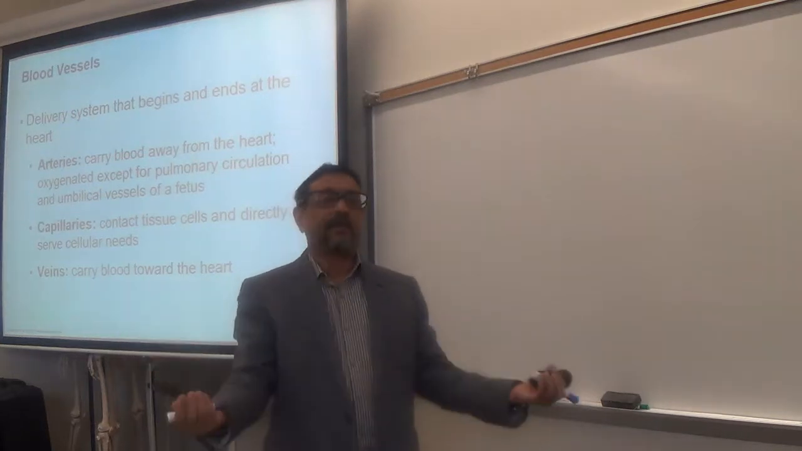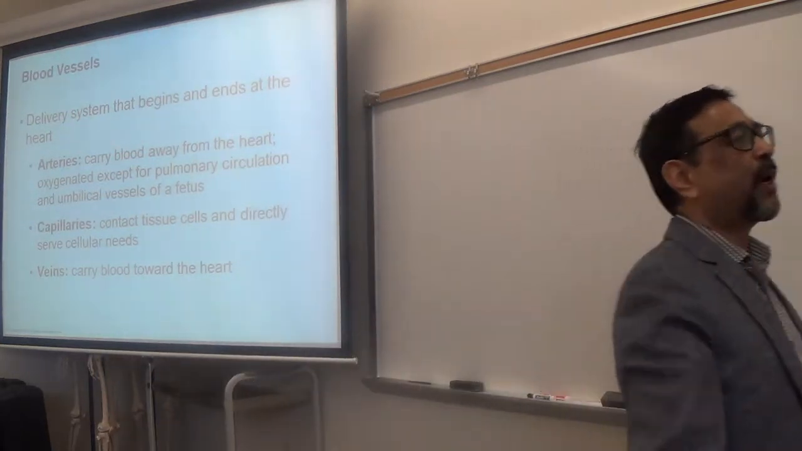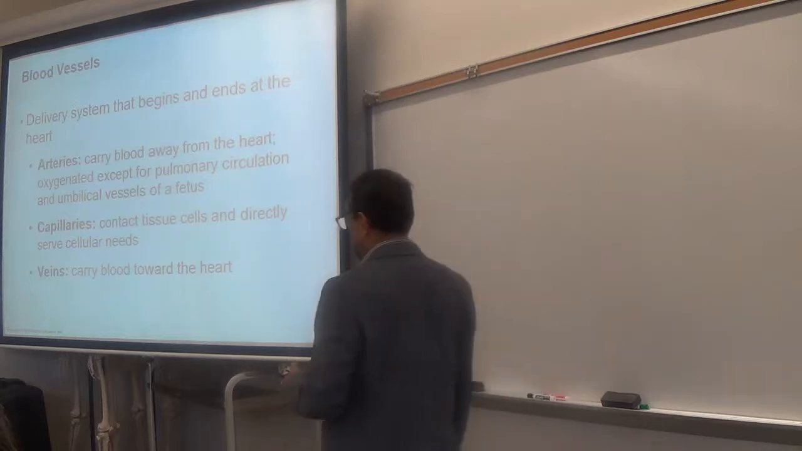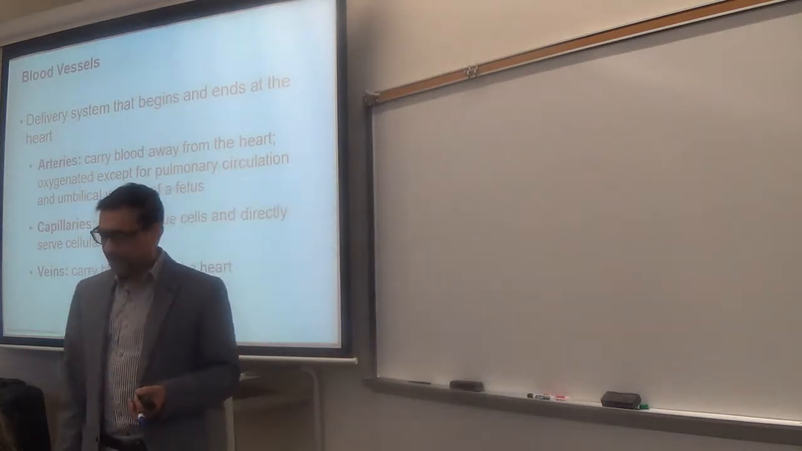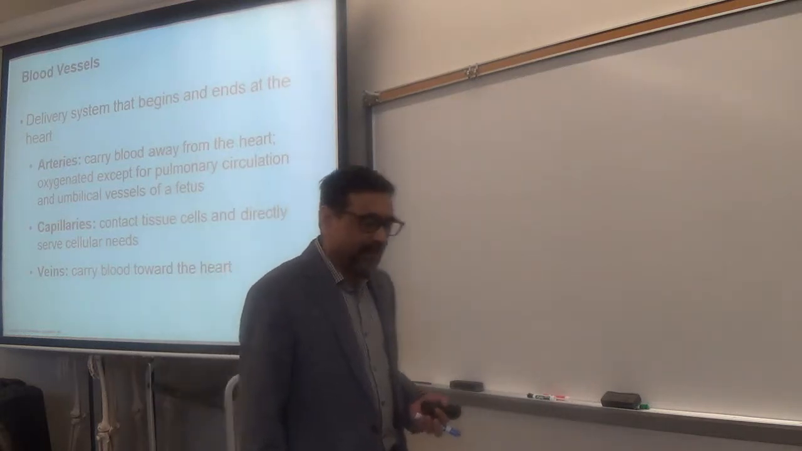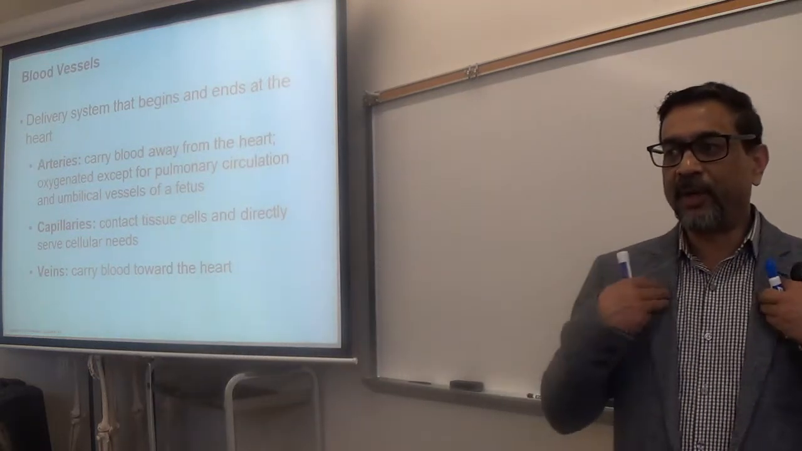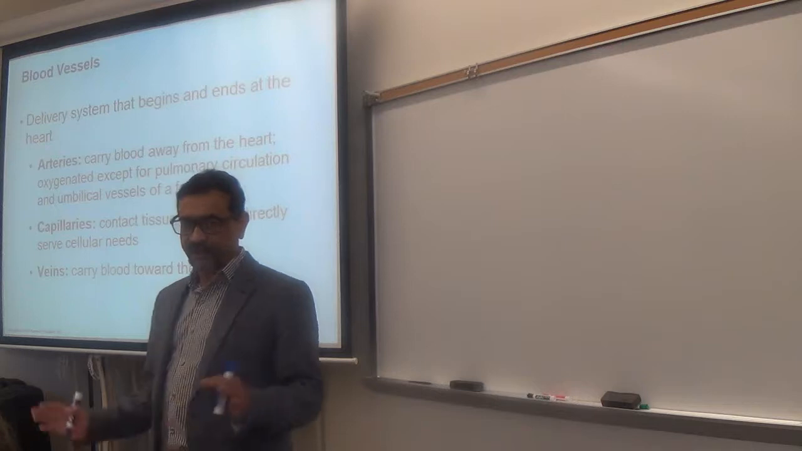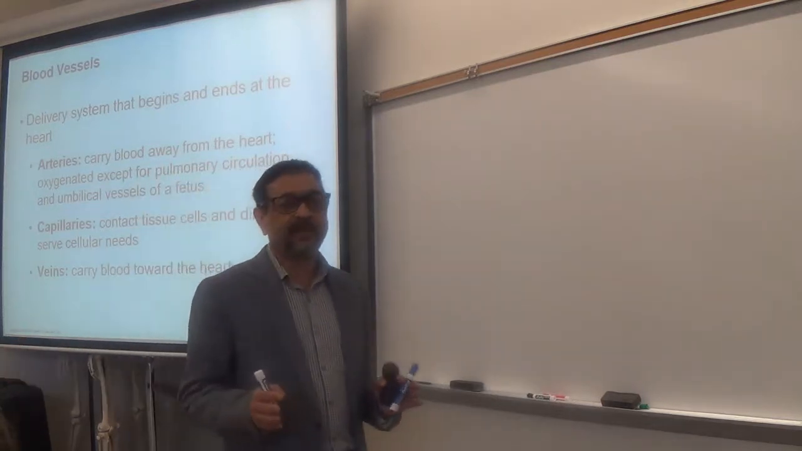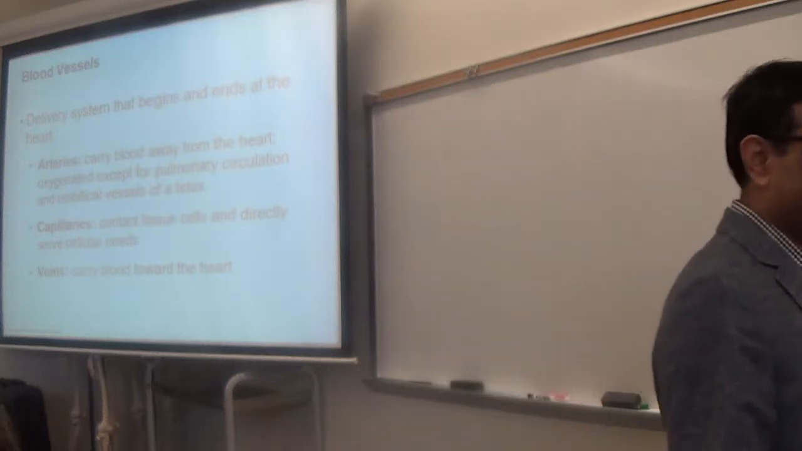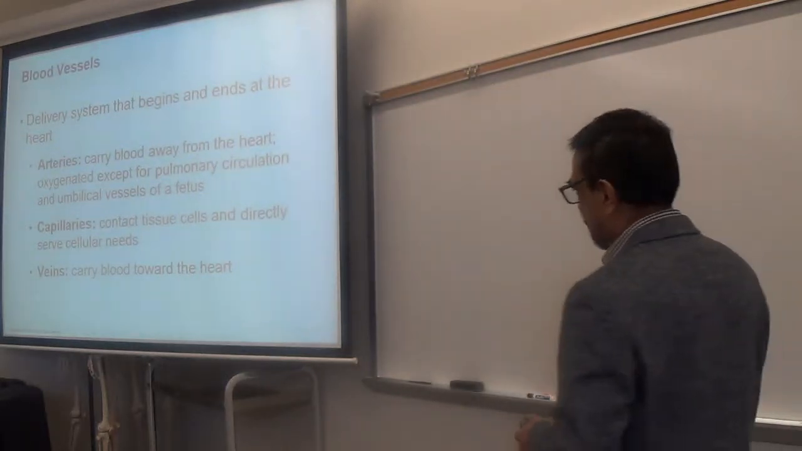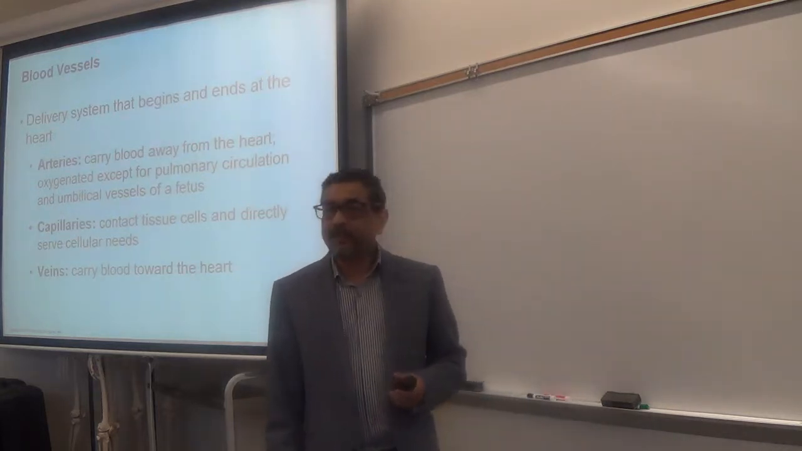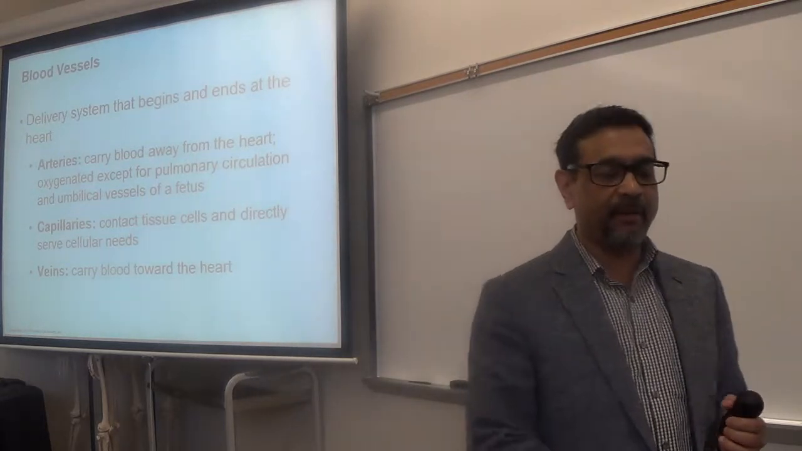Make sense? Veins bring the blood towards the heart. So any blood vessel that brings the blood or moves the blood towards the heart, that is a vein. Now, in systemic circulation, that means between heart and the body, arteries carry oxygenated, veins carry deoxygenated. In pulmonary, just opposite. Arteries carry deoxygenated, veins carry oxygenated. Capillaries are located between the arterial system and venous system.